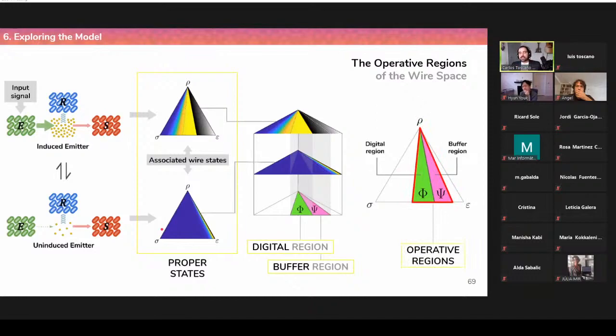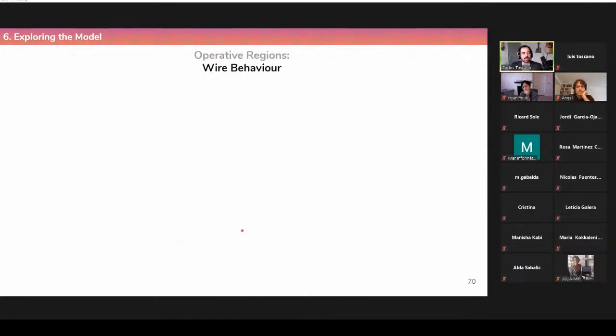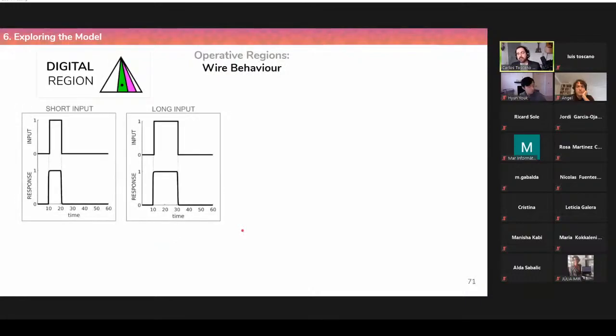And these regions have some desired properties if we want to do distributed computation. So you want your strain ratios to fall in these regions. So let's see how these regions behave. If I have a wire placed in the digital region in green, and we apply some inputs, maybe short inputs, maybe long inputs, we see that the response of the receptor is more or less the same as the input signal. So actually, the output is more or less the same as the input.